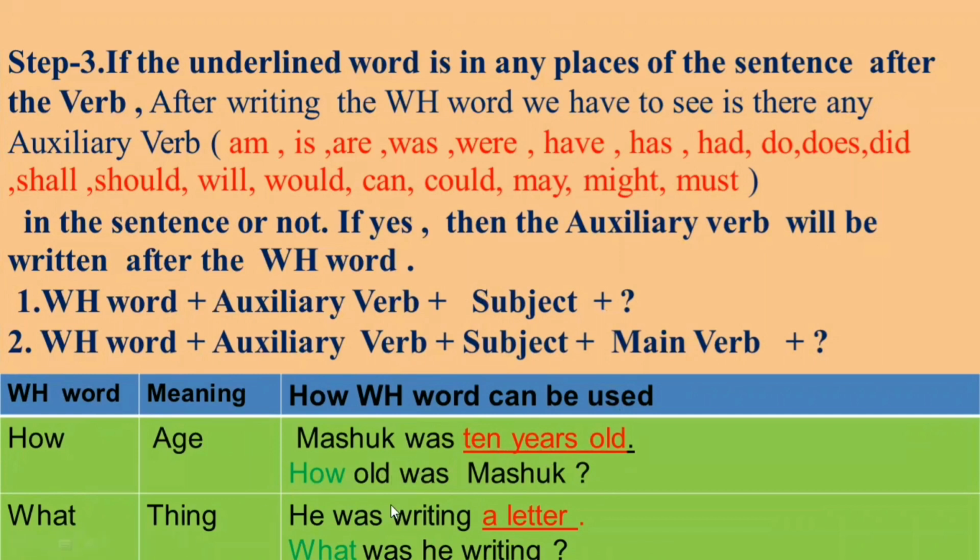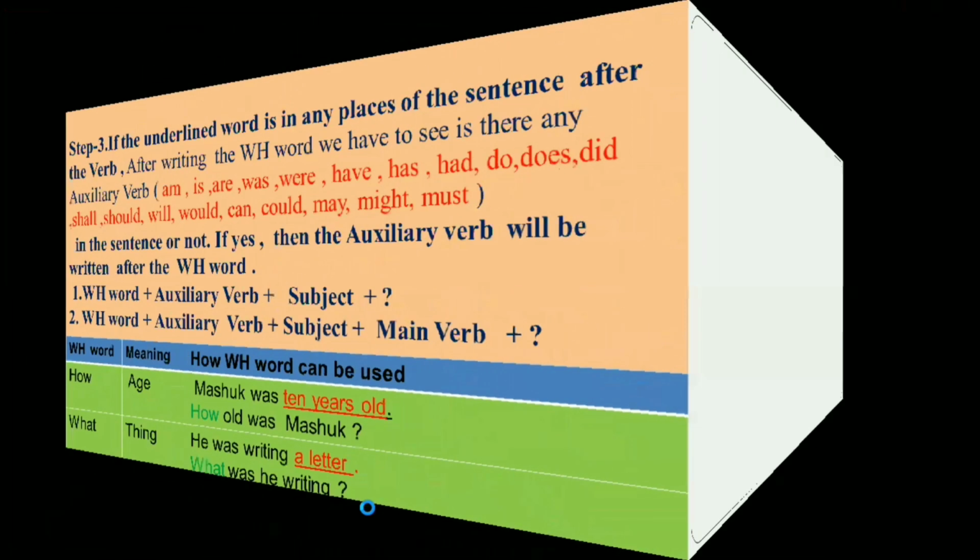Second one, he was writing a letter. At first, you have to select the WH word. Here letter indicates a thing, so you have to write the WH word what, and then find out whether there is any auxiliary verb or not. Yes, there is an auxiliary verb was, so write was here, then the subject he, then the main verb of the sentence, writing, and then the question mark. So my student, this is the way you will do the WH question.